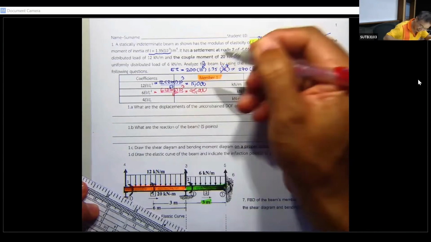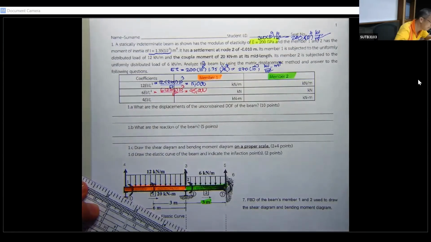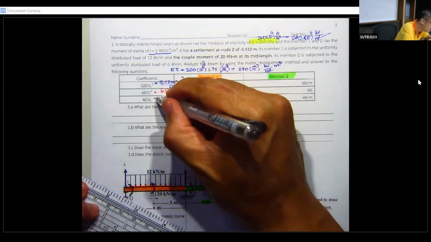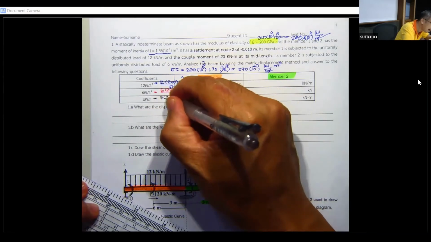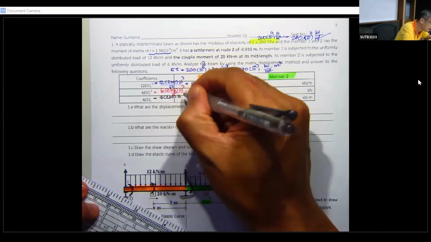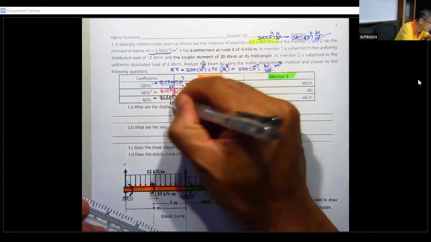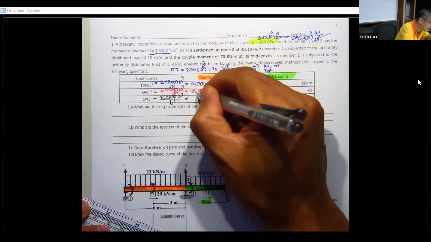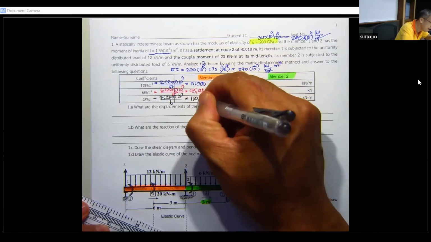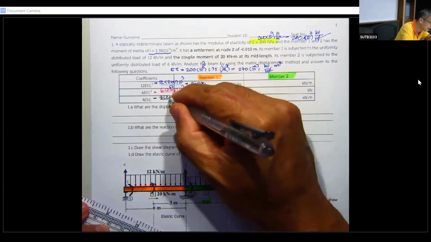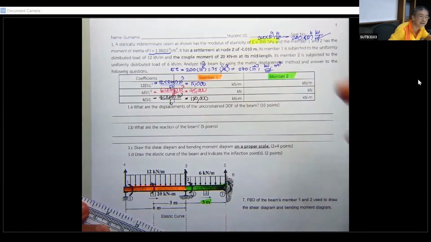Okay, and the last one, let me put it back. This is going to be 4 EI divided by L. So the last one is going to be larger than the previous one. You get 180,000. This is the stiffness that we have for member number 1.